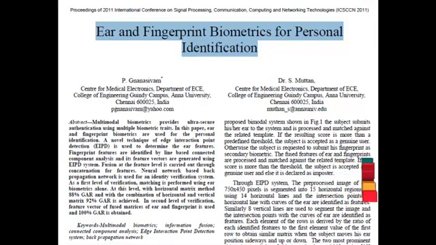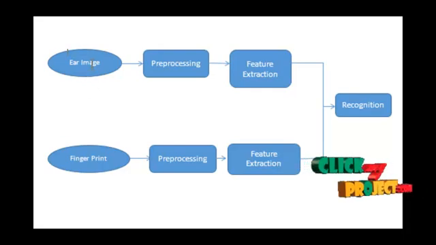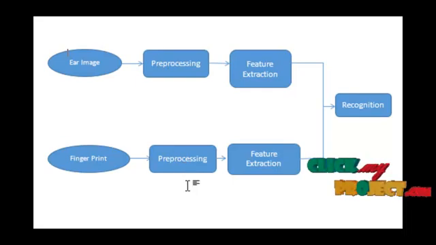The distance is calculated between the database and the testing image. The minimum distance index is predicted as the identified person. This is the overall flow of our project. It consists of two input images, ear images and fingerprint images. Both input images are pre-processed using the Gaussian filter.